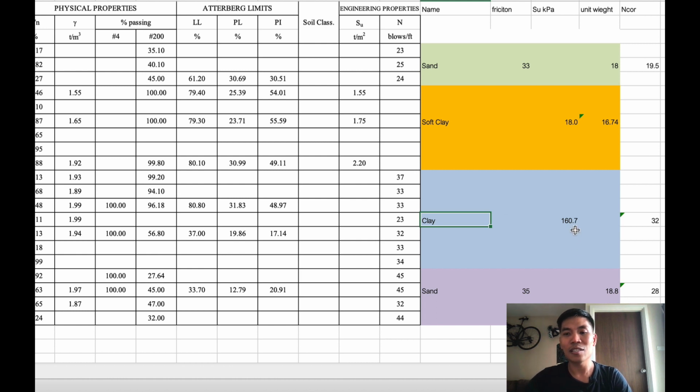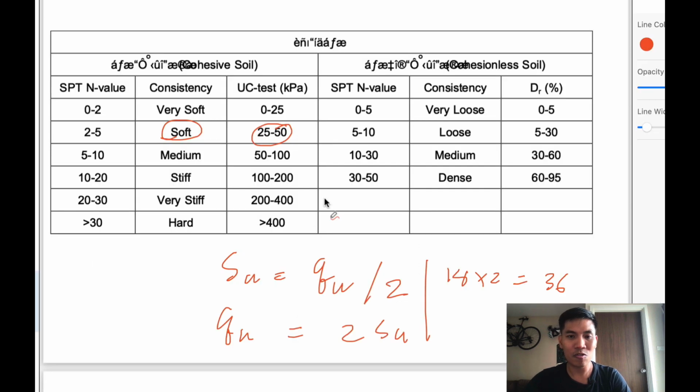Second layer is 160, multiplied by 2 is about 320. So it's about here, 2 times SU, and it becomes very stiff.